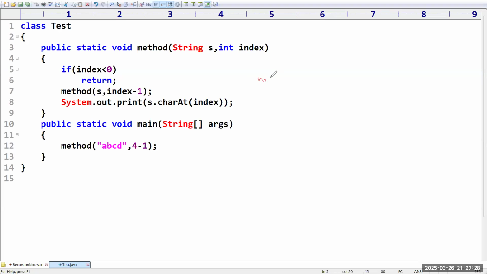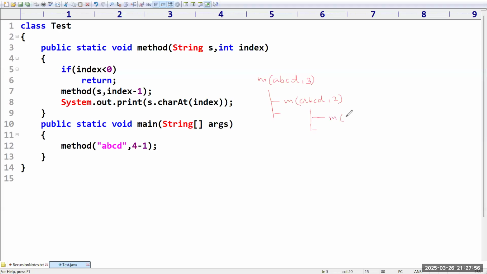See, first we are going to call by passing ABCD as the input. And what is the index value that we passed initially? 3. Sir, is it printing anything? No, it keeps on calling the method only. So after the method call, what are we doing? Sir, ABCD, comma 2. For this, two more method calls.